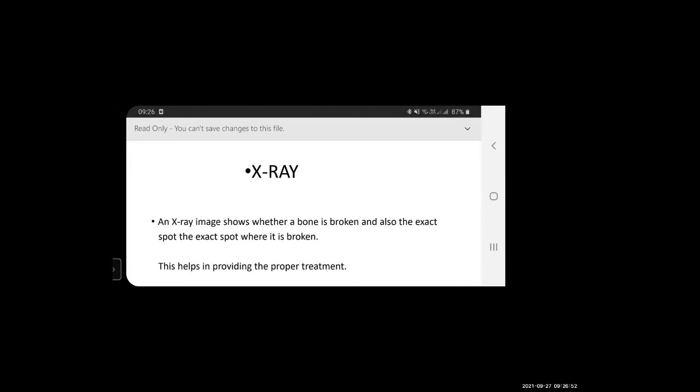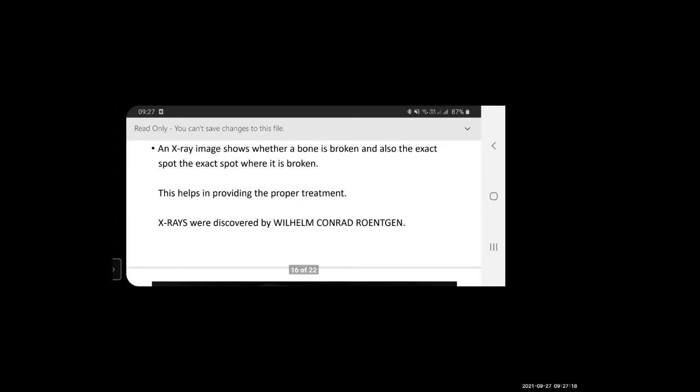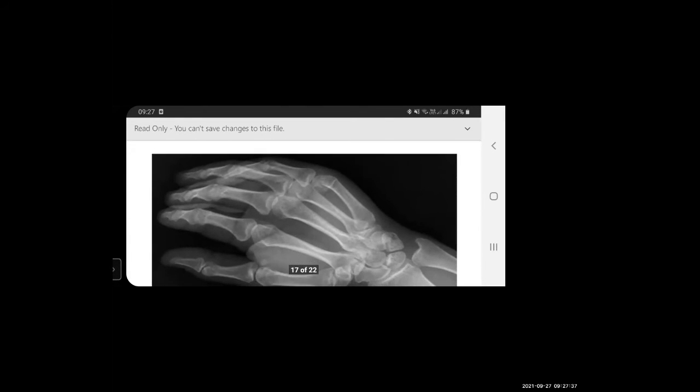So, what is an X-ray? An X-ray image shows whether the bone is broken and also the exact spot where it is broken, fractured, or cracked. This helps in providing proper treatment to the patient. So X-rays were discovered by whom? By Wilhelm Conrad Röntgen. Keep that in mind, children.